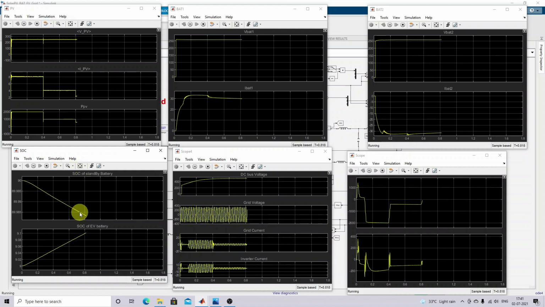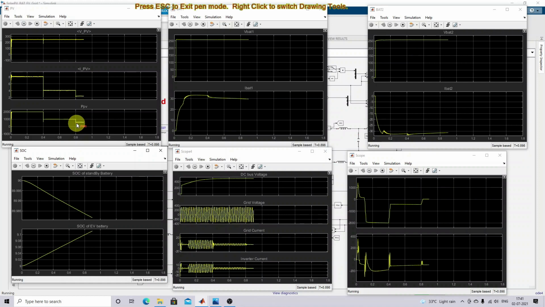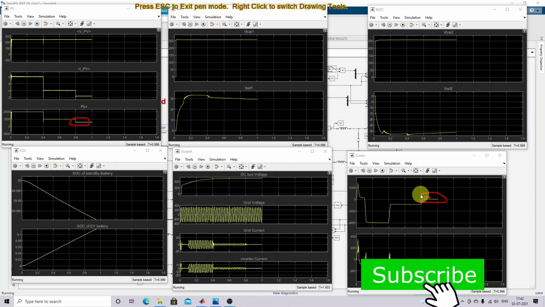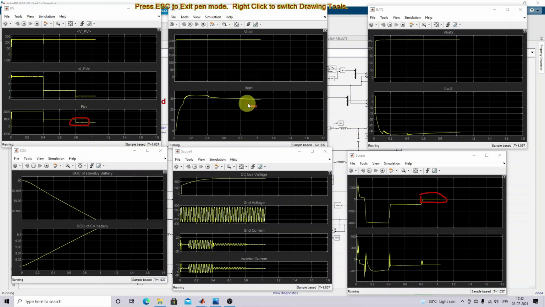So here you can see the SOC of the standby battery and the EV battery. Now you can see the PV power comes to less than, it's around nearly 500 watts, right? So now you can see that the power fed to the grid is equal to 0. Okay, so here you can see that this is the current of the grid and the inverter current. So this is the current of the standby battery. This is the current of the EV battery.